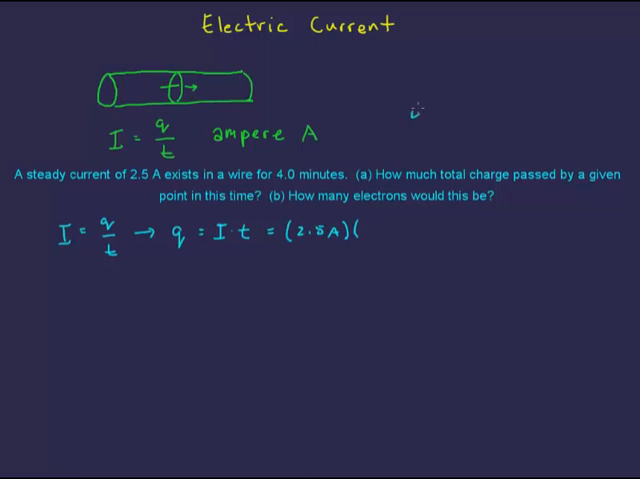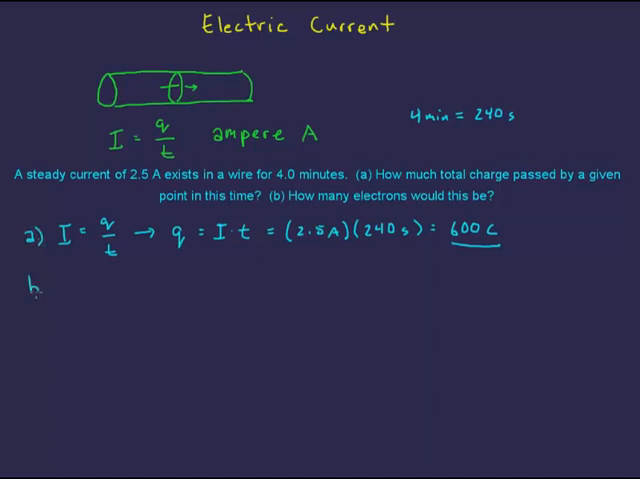Now, 4 minutes, if you multiply that by 60 seconds per minute, is 240 seconds. We need to have our times in seconds. So that's 240 seconds. And if you plug that in the calculator, you get 600 coulombs of charge. Okay, that's part A.